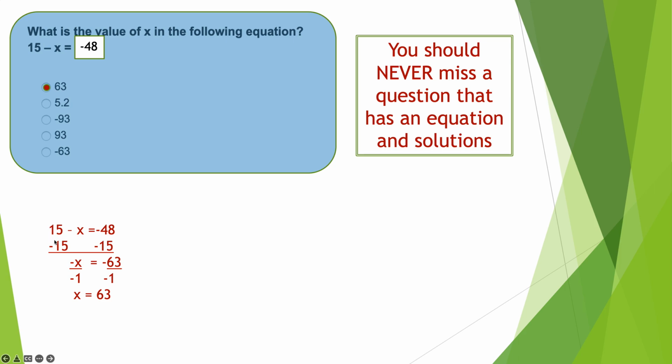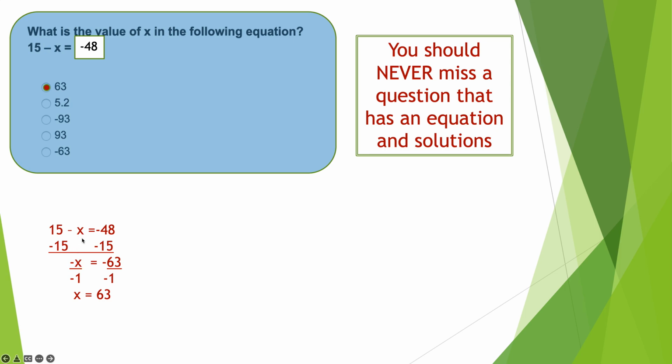Now, why do I make this point? Because many students confuse this negative sign in the middle between the 15 and the x as having something to do with the 15. It has absolutely nothing to do with the 15. It has everything to do with the x. That 15 is a positive, which is a plus. So I do the opposite and I minus. I didn't touch the negative x.